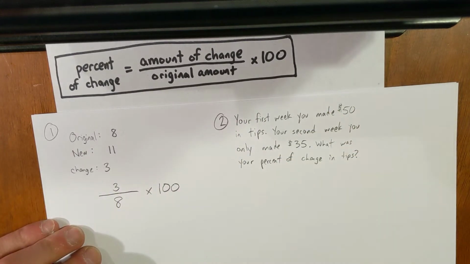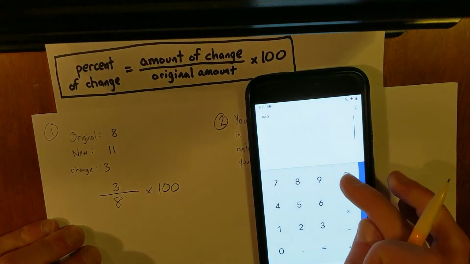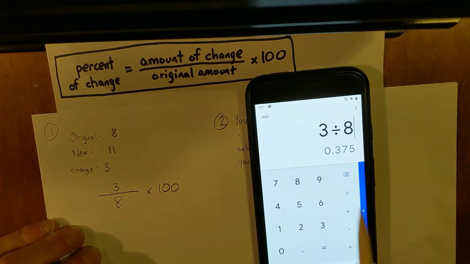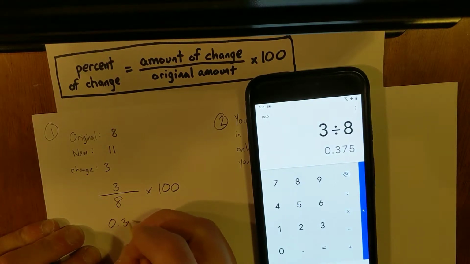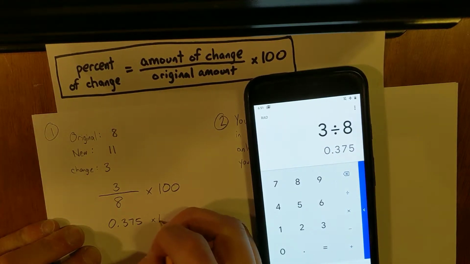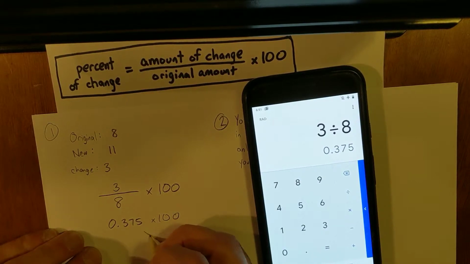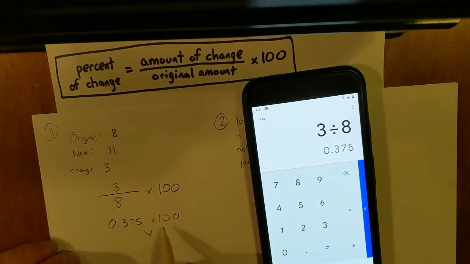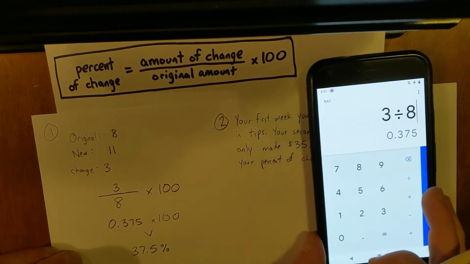Okay, so 3 divided by 8, I am allowing you to use a calculator, so we're going to do 3 divided by 8, and we get 0.375. I carry down my times 100, and now I'm going to go ahead and do the times 100. Doing the times 100, we're simply going to scoop over 2 times, because each time we move it over to the right, we're multiplying by 10. So this would end up getting to be 37.5%.